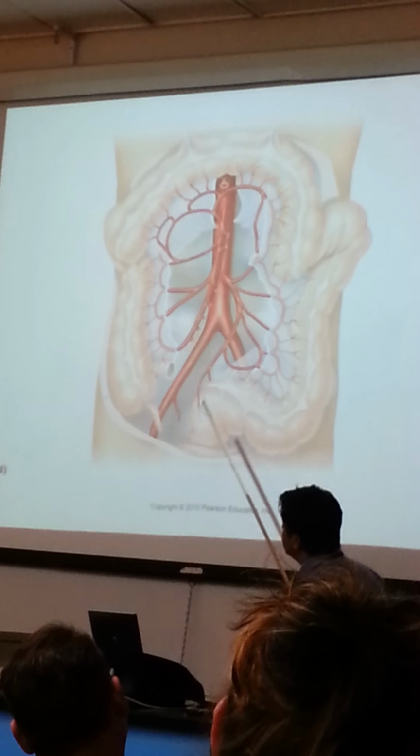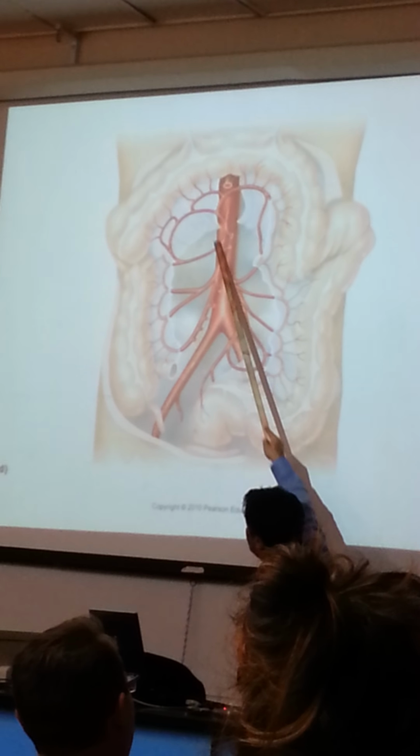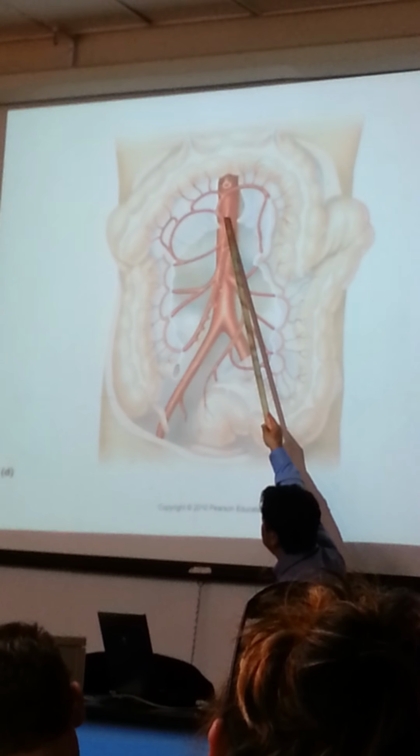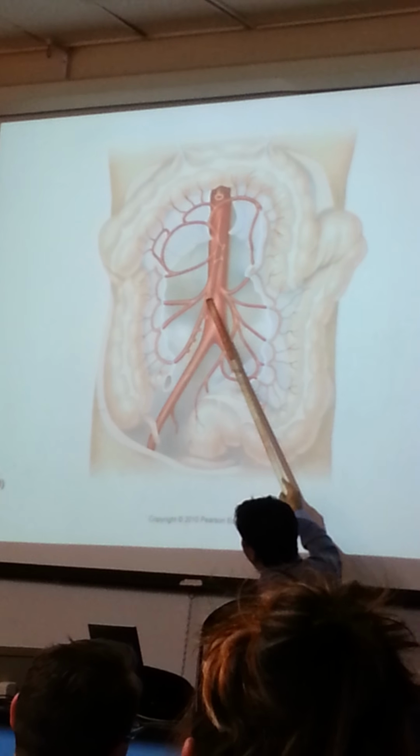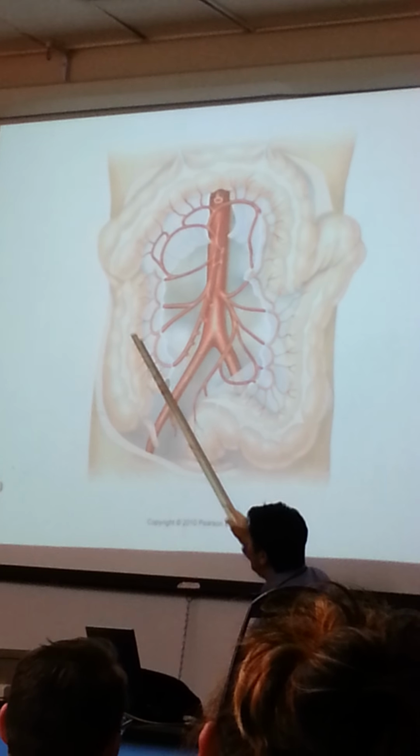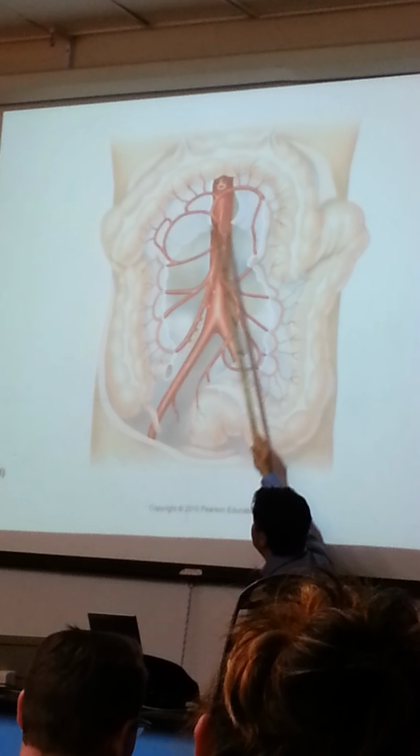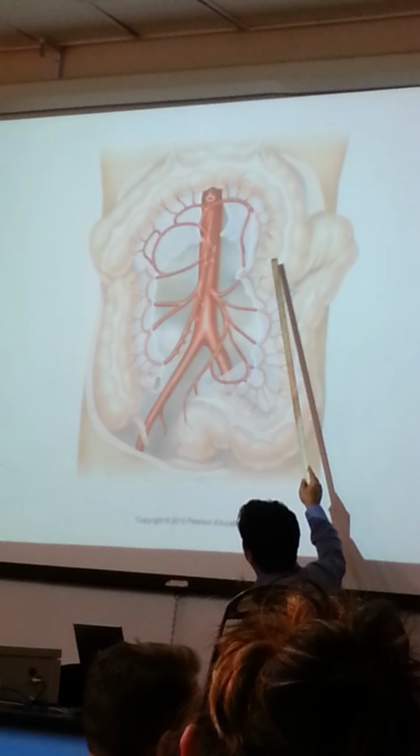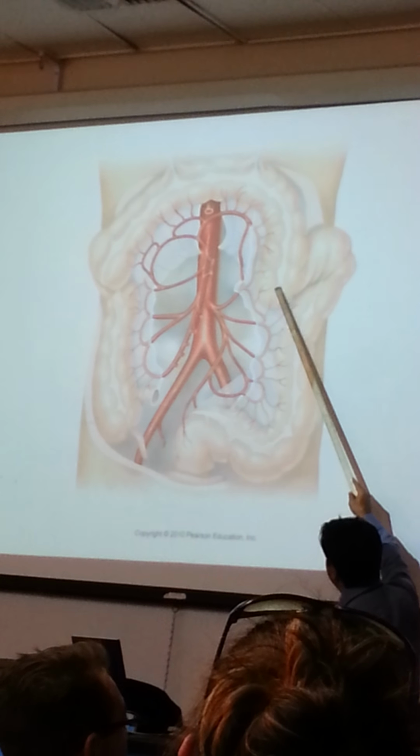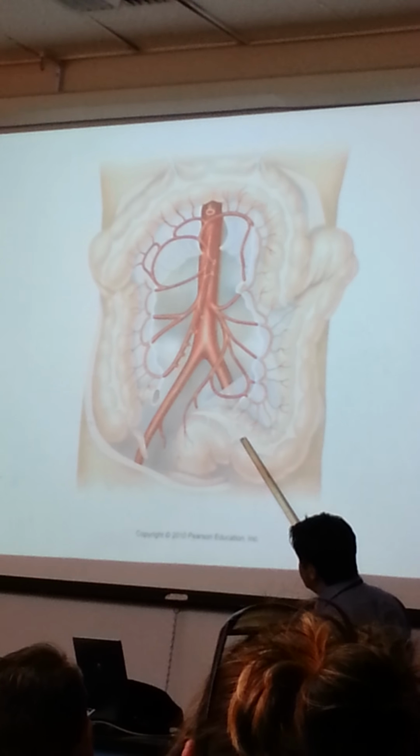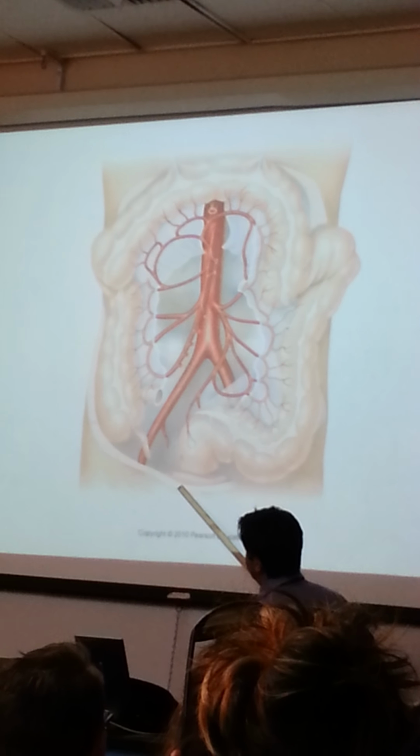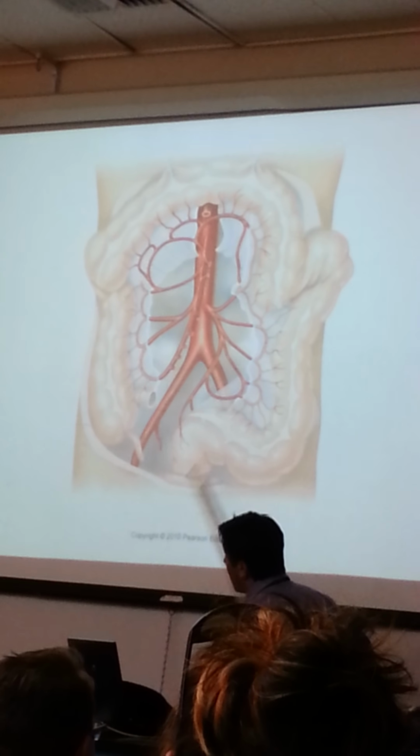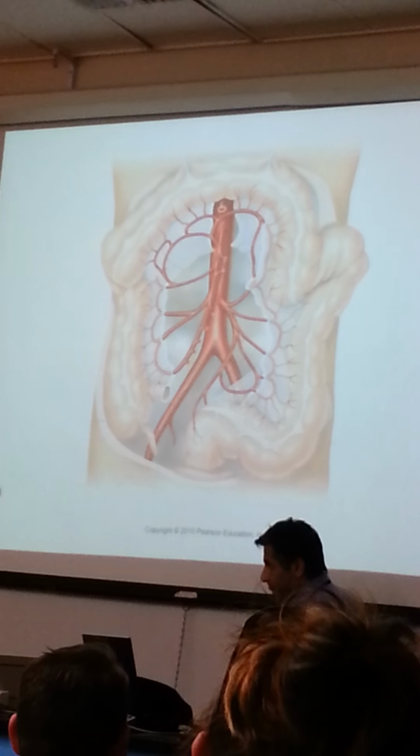And what is this? Abdominal aorta. That is your celiac trunk, superior mesenteric, which supplies your small intestine and your cecum, ascending colon, transverse colon. And then this is your inferior mesenteric, which supplies part of your transverse colon, descending colon, sigmoid colon, and the rectum. Abdominal aorta becomes common iliac.